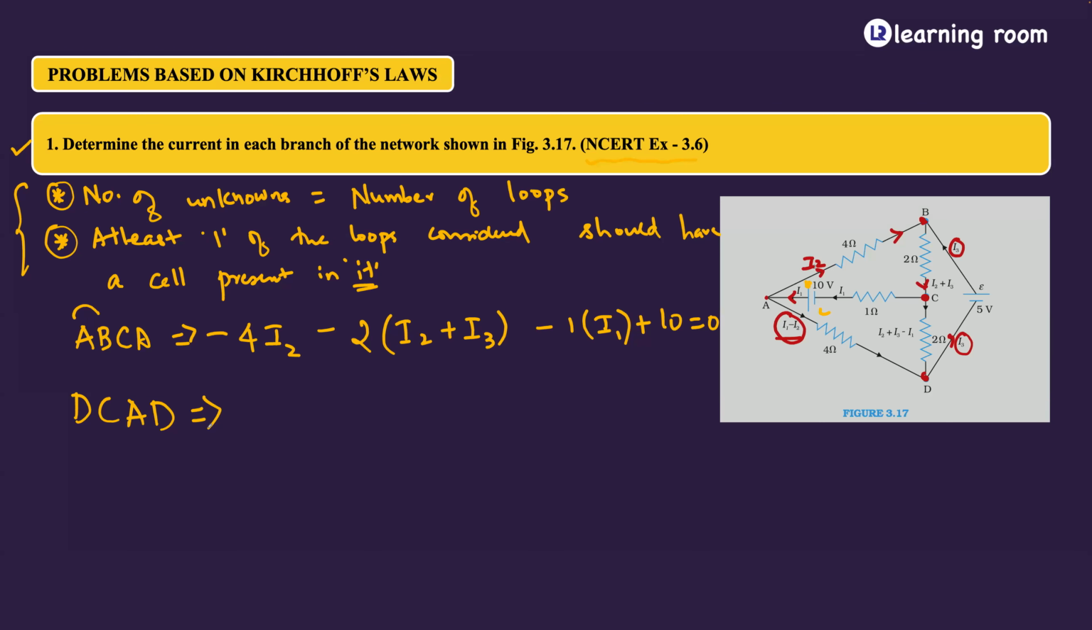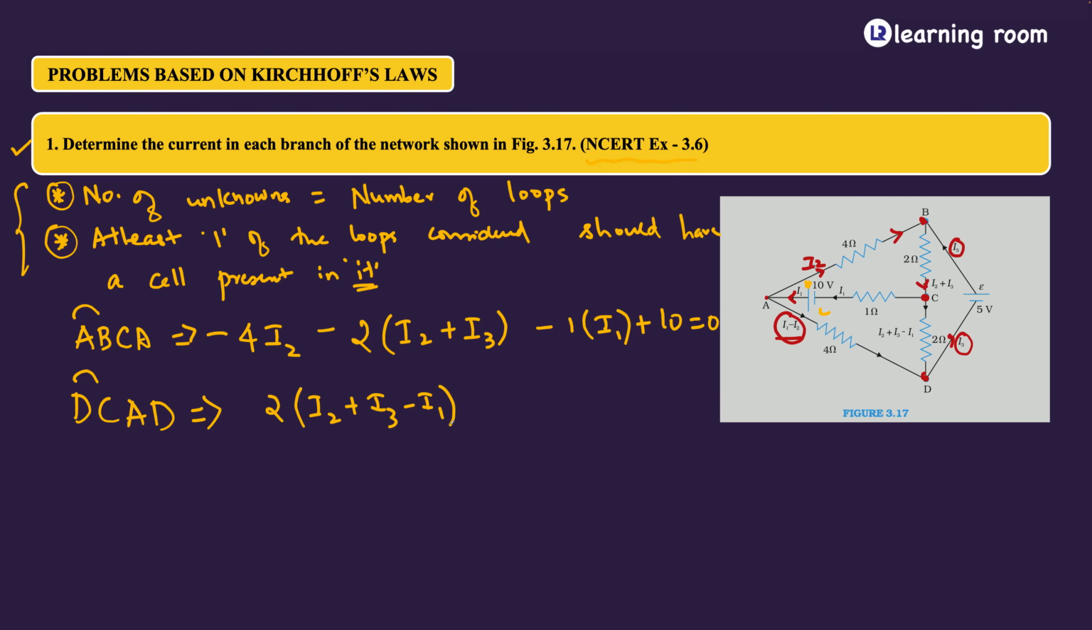How will you do it? When you go from D to C, you're walking across a resistor. So for a resistor, what are you supposed to do? Take the resistance value and multiply it with the current. So how much is the current across this resistor? It is I2 plus I3 minus I1. But it is going to be plus because you're walking in the direction opposite to the current. This is plus. Am I clear with this?